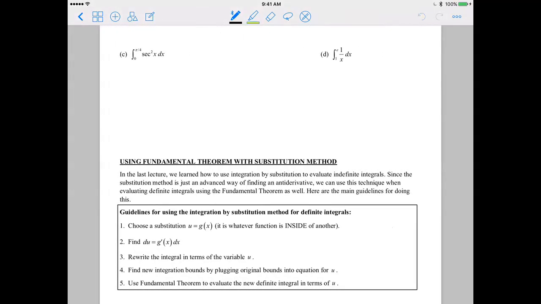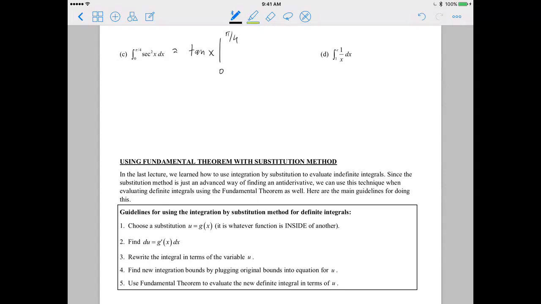Okay, example C, we need to find an antiderivative of secant squared x dx. Well, my knowledge of derivatives should help me remember that tangent x has a derivative of secant squared x. And so in this case, the antiderivative is going to be tangent x, evaluated from 0 to pi over 4.